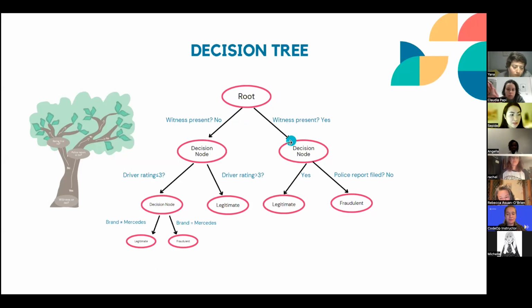Here, the question is witness present or no? And then it will also create branches and leads to more questions or conditions until a conclusion is reached at the leaves of the tree. For example, here in our case, the conclusion is if that transaction is legitimate or fraudulent.